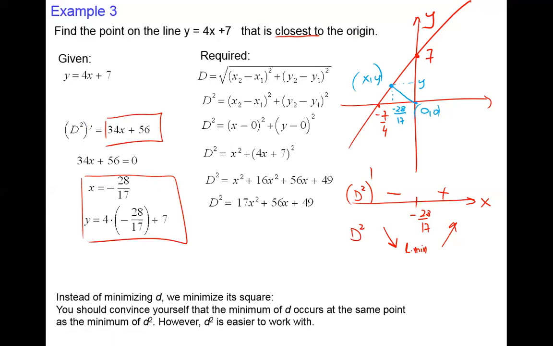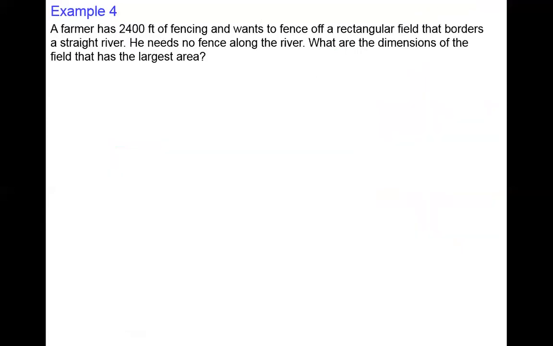Okay, let's solve one more question. And okay, I don't have the solution for this one, but I can write it for you. Okay, example number 4. A farmer has 2,400 feet of fencing and wants to fence off a rectangular field that borders a straight river. He needs no fence along the river. What are the dimensions of the field that has the largest area? Okay, that means this one is telling me almost explicitly that we have to maximize an area.